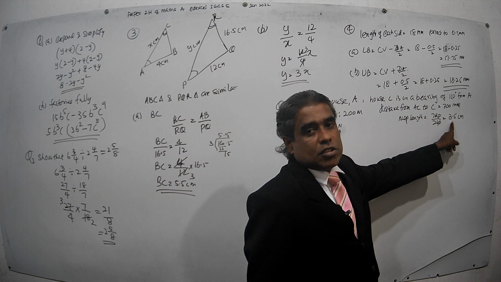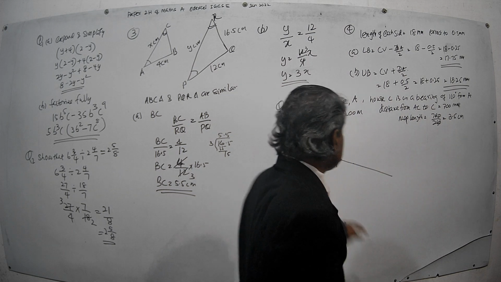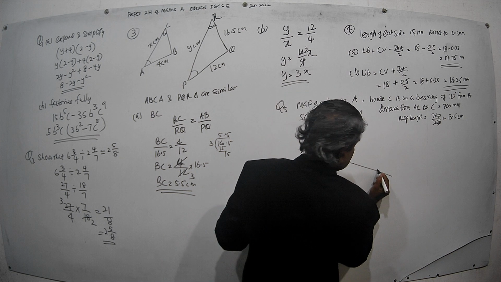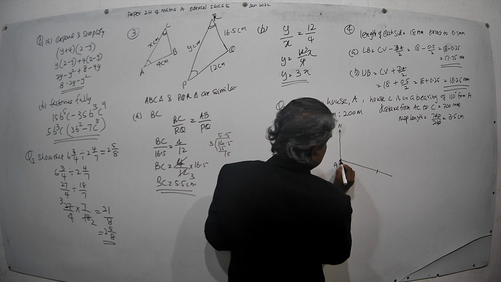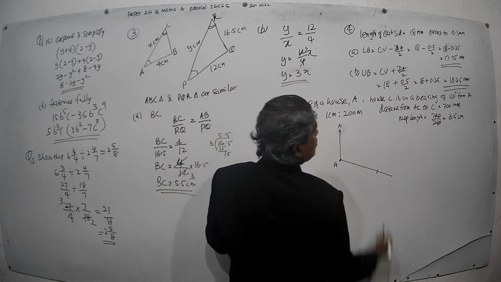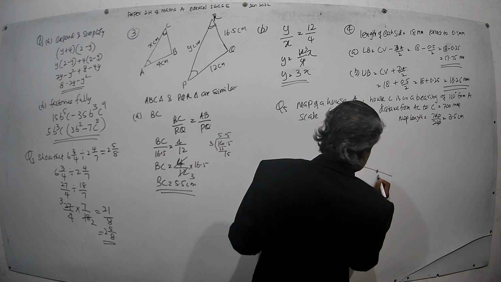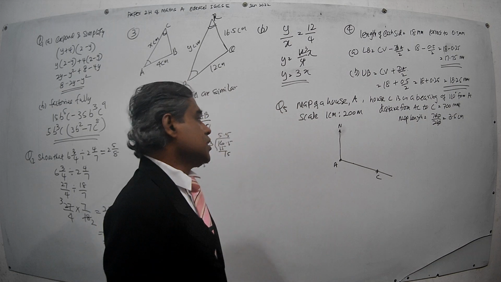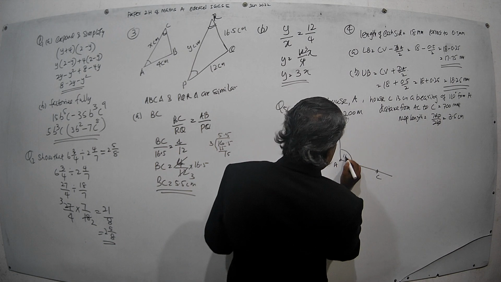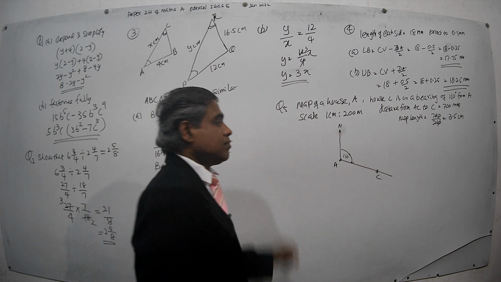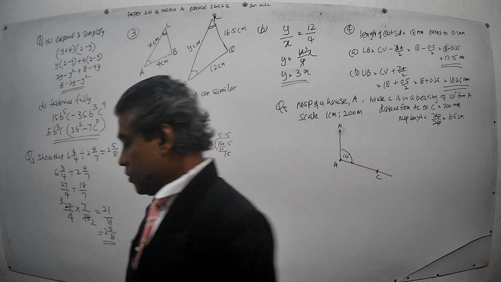Then take 3.5 centimeters in the compass. Keep the middle point here and cut here. This length must be 3.5. Then this point is point C. This angle is the bearing, 110. Like that, we found it.